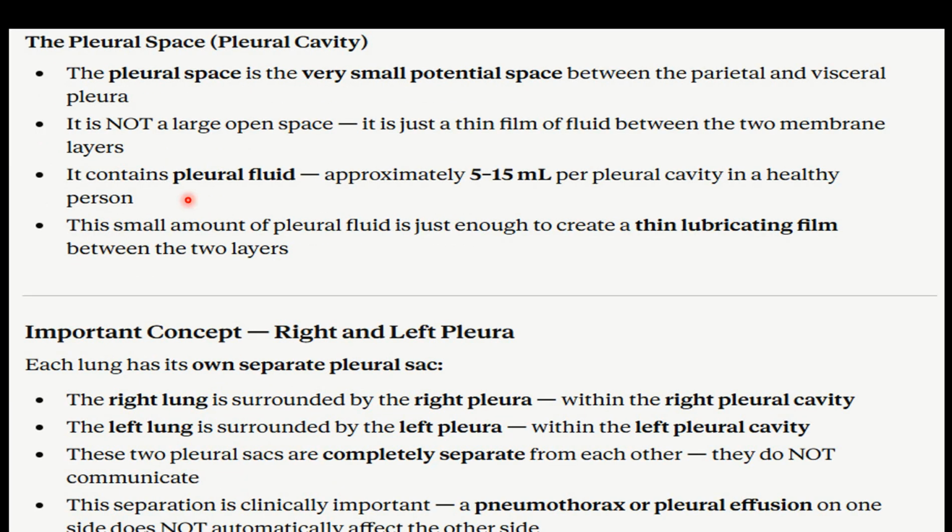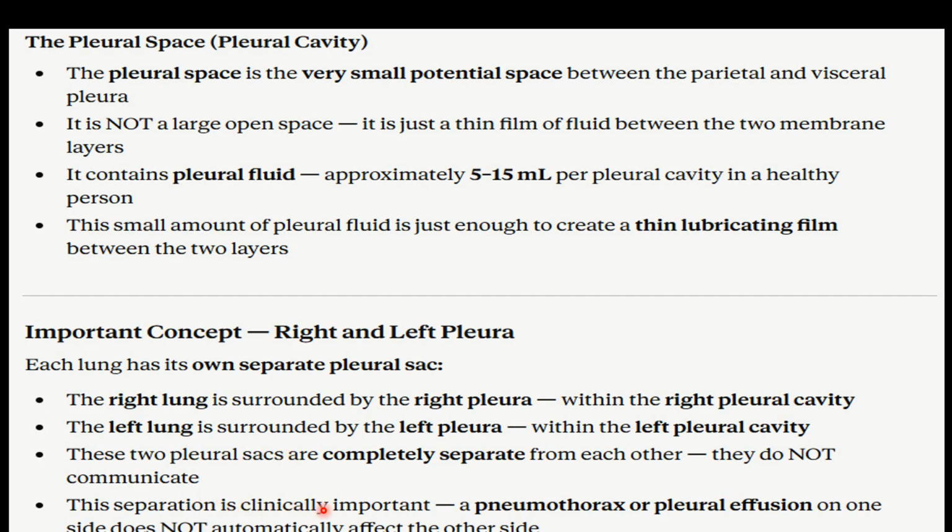Now next we have the pleural space. I think we have already covered this part, so we can skip it for now, and go to the important concept, which is related to the right and left pleura. We all know that each lung has its own separate pleural sac. The right lung is surrounded by the right pleura within the right pleural cavity. The left lung is surrounded by the left pleura within the left pleural cavity. These two pleural sacs are completely separate from each other so that they do not communicate.